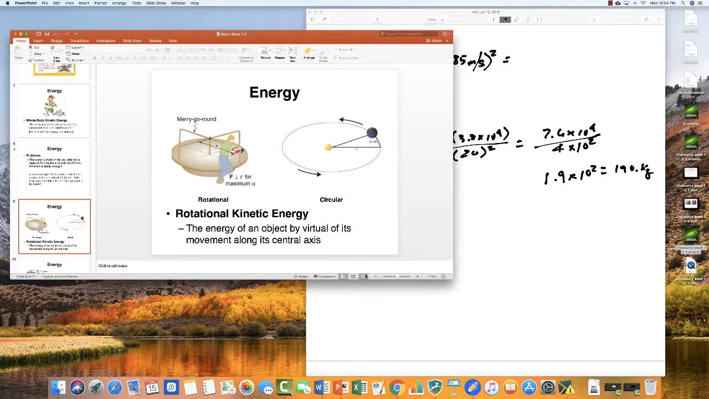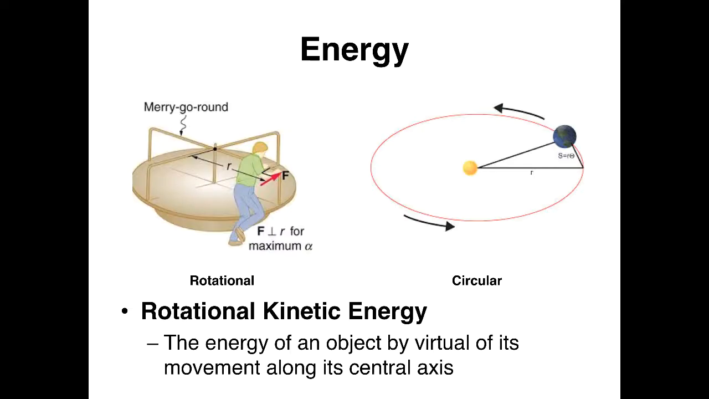Now, it's important to understand that that's not the only kind of kinetic energy that exists. There's something called rotational kinetic energy. Rotational kinetic energy is an energy that an object has by virtue of its movement around its central axis. And in order to understand this, you really have to differentiate between rotational motion, on the left, where this is the central axis and this body is moving around this central axis. So this is rotation. And circular motion, in which the body moves and has a center of radius of its motion, but it is not necessarily rotating.